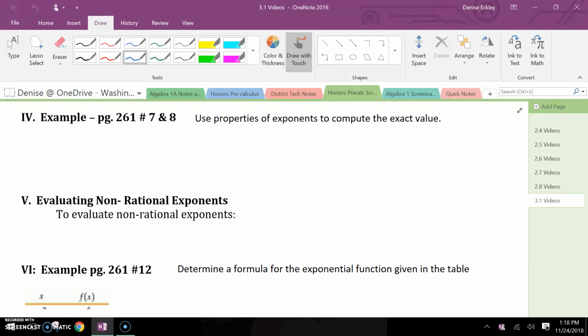Number 7 and 8 on page 261 asks us to find the exact value of each exponential expression, and we'll be using properties of exponents to do that.